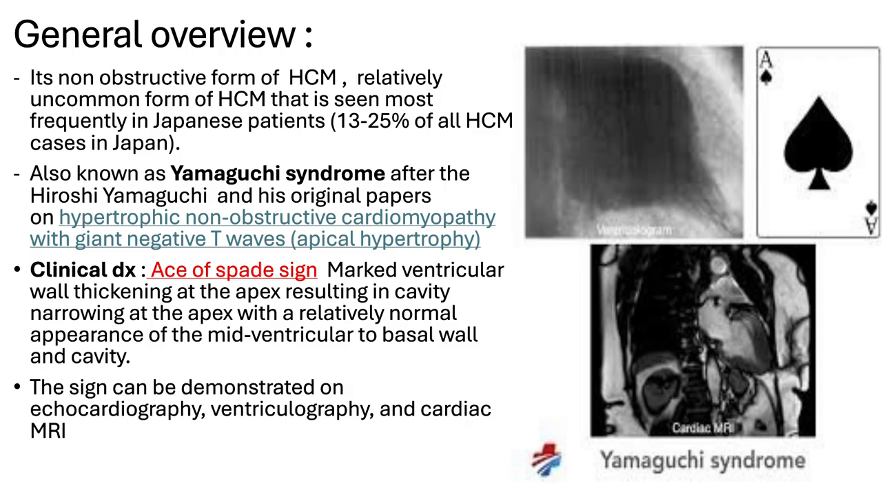So for clinical diagnosis of Yamaguchi syndrome, we have a pathognomonic feature known as the Ace of Spades sign, with a marked ventricular wall thickening at the apex, resulting in a cavity narrowing at the apex, with a relatively normal appearance of the midventricular to basal wall and cavity. And this sign can be demonstrated on echocardiography, ventriculography, and cardiac MRI, as you can see in the pictures.